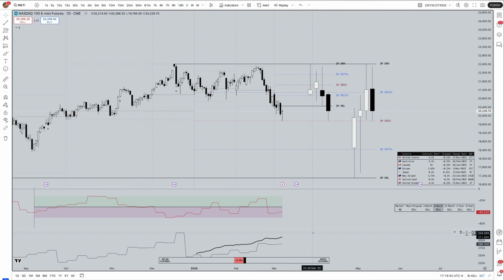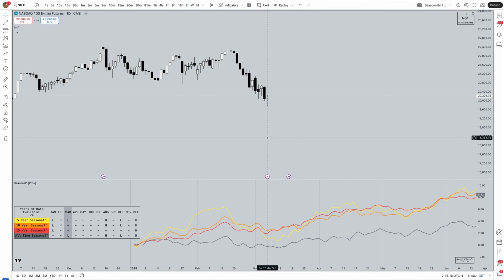On the COT chart, we can see that the COTs start increasing, the SOI start decreasing, and the main program and the 6-month program is still in the sell program, but we can see that SOI start increasing. On the seasonality chart, 5, 10, 15 years and all time seasonal, week starts with a higher price.